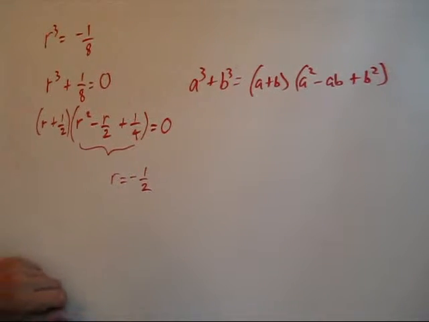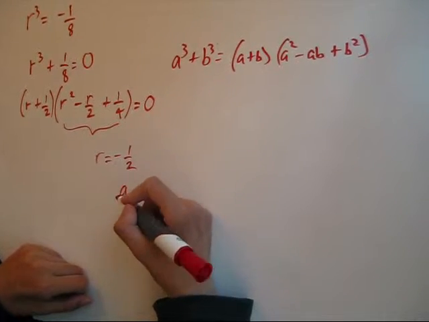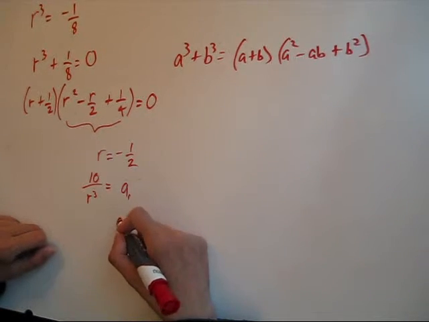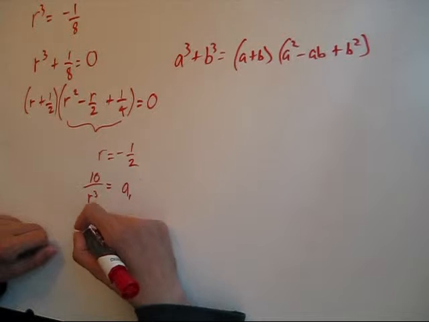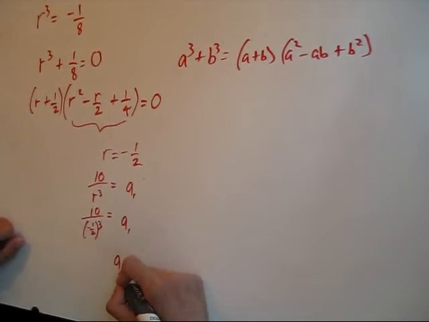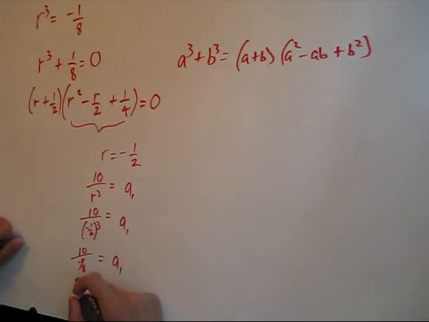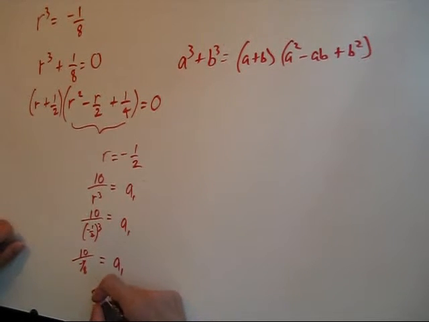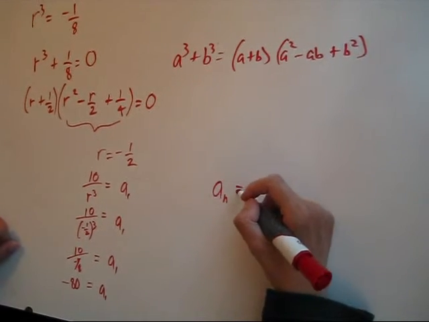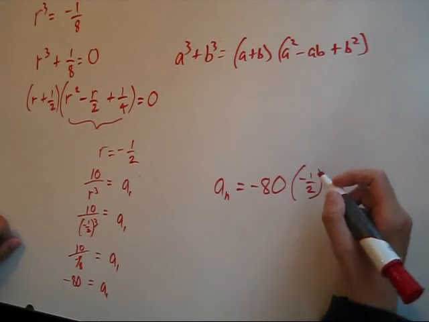We need to find a1 now. So let's pick one of our equations and plug in. We had that a1 equaled 10 over r cubed. So a1 equals 10 over negative 1/2 cubed. Negative 1/2 cubed is negative 1/8. Okay, multiply by the reciprocal and you get that a1 is negative 80. Now we're ready to write our formula. A sub n equals negative 80 times negative 1/2 to the n minus 1.